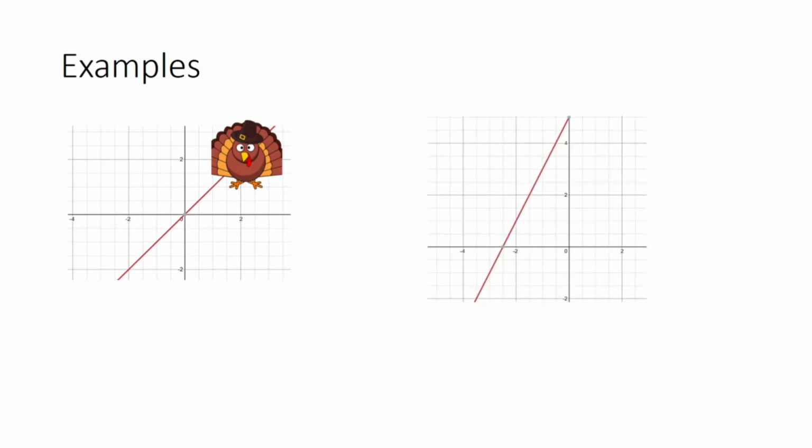Similarly, in this example, we'll position the turkey on the left of the graph, and we'll move to the right, and as we move to the right, we have to move up. So again, the slope is positive.